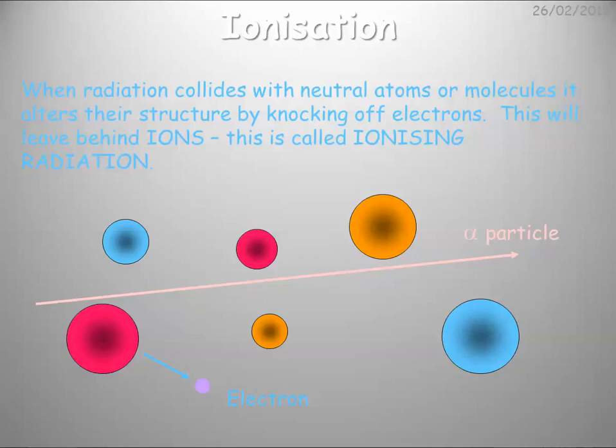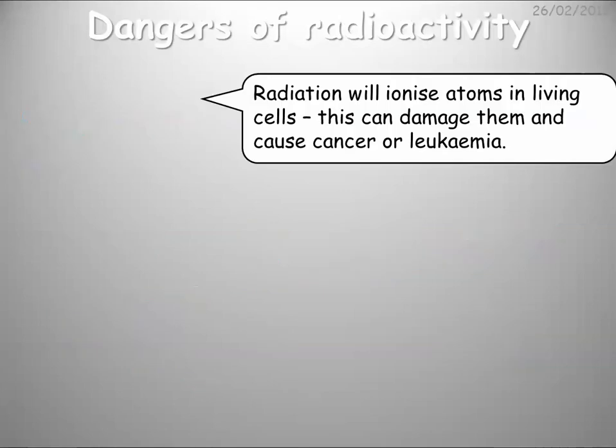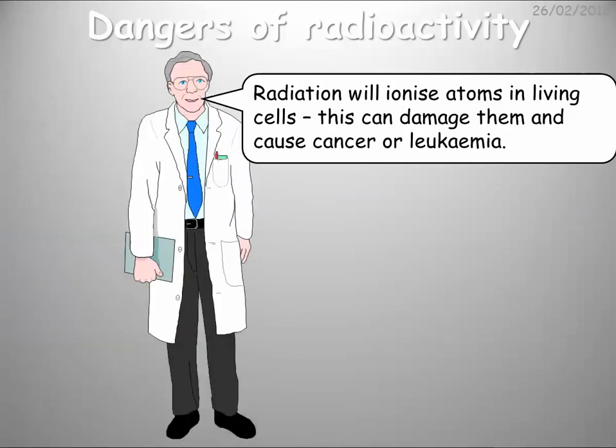So you need to be quite clear about how we use radiation to kill and destroy cancerous tumours, but how radiation can also cause cancer. It depends on how it's used and the exposure that a human has to that radiation. Okay, dangers of radiation. As we're well aware, it will ionize atoms and molecules in living cells, and that can cause us to get cancer.